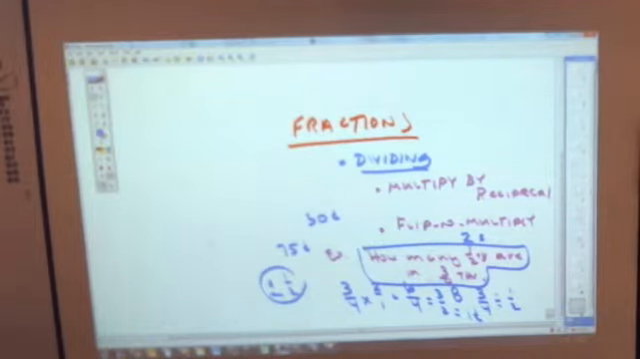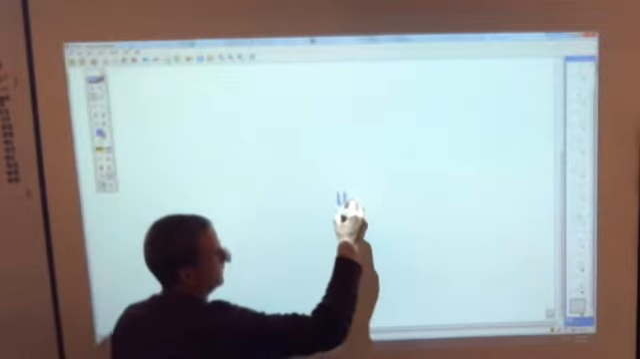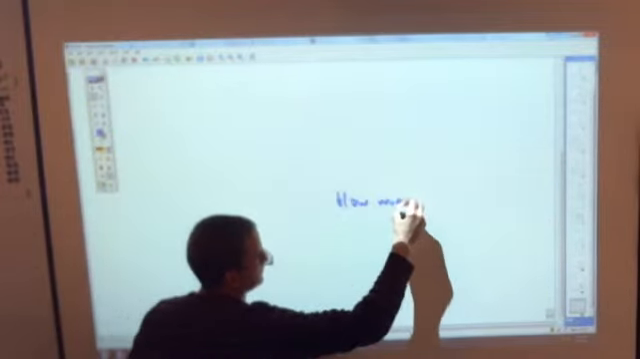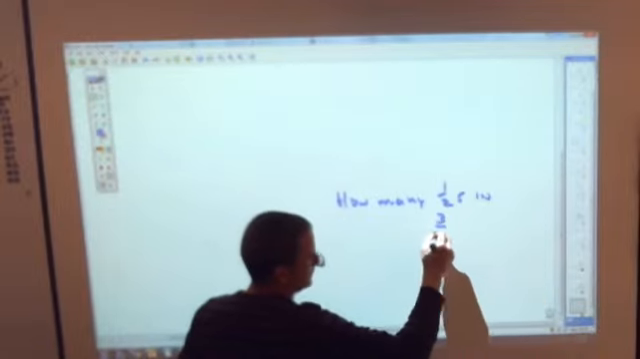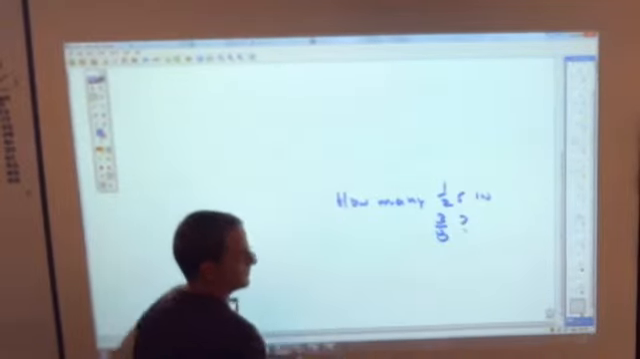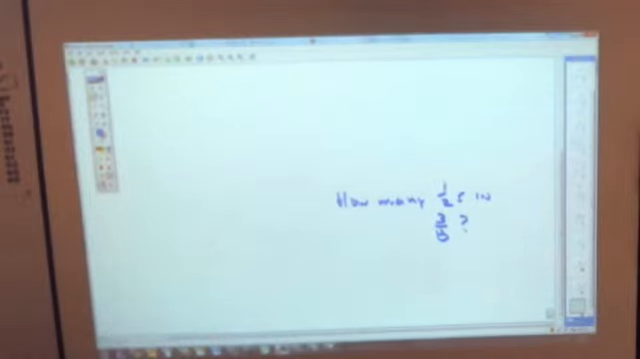Let's see if there's another one. How about this one? How many 1/2s are in 3/8? I'll give you a chance to do that one. How many 1/2s in 3/8? Give you 30 seconds. It's the same exact type of problem we just did. You should be able to figure that one out.